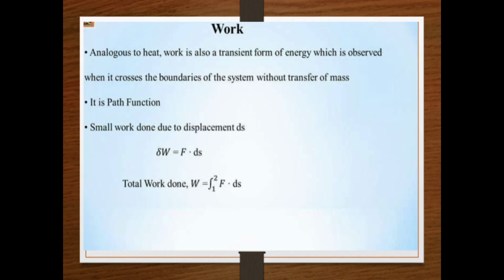Next, we have discussed about work. Analogous to heat, work is also a transient form of energy which is observed when it crosses the boundaries of the system without transfer of mass. It is a path function. Small work done due to a displacement: delta W equal to F into ds. Total work done W equal to integration from 1 to 2 of F into ds.